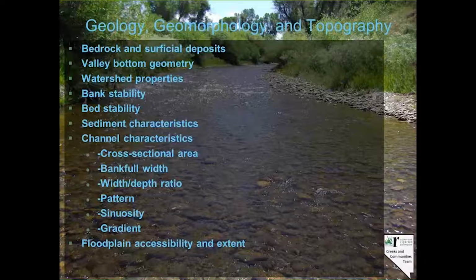As you move through your reach, recognize that there are some minor changes in gradient as you go through a reach. Riffles are going to be steeper, pools are going to be flatter, but over a couple of sets of that pool-riffle complex, what's the gradient of your stream? And then floodplain accessibility and extent. Do you have a floodplain at all?